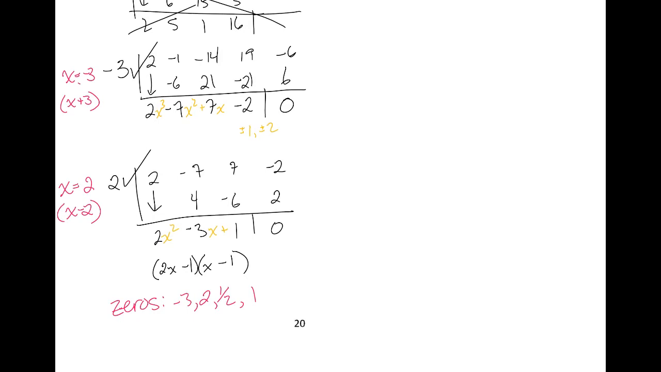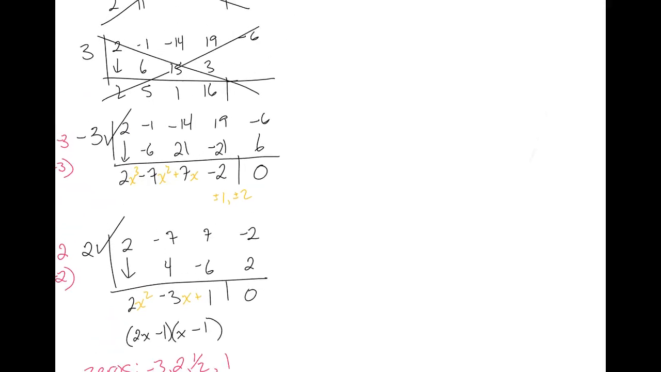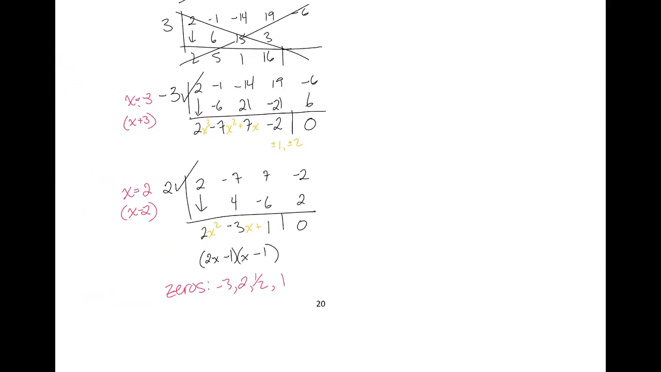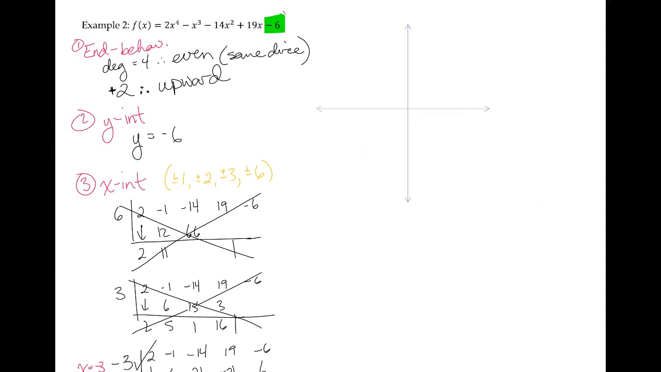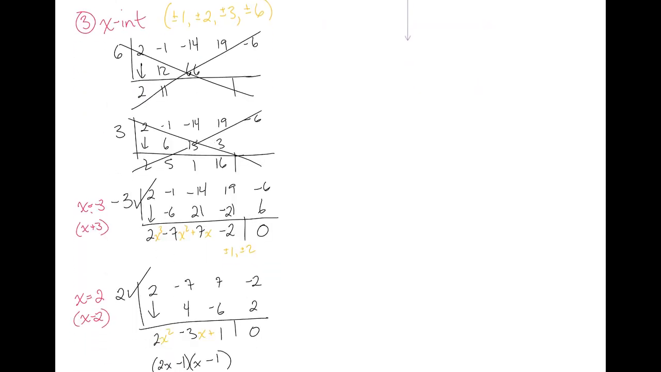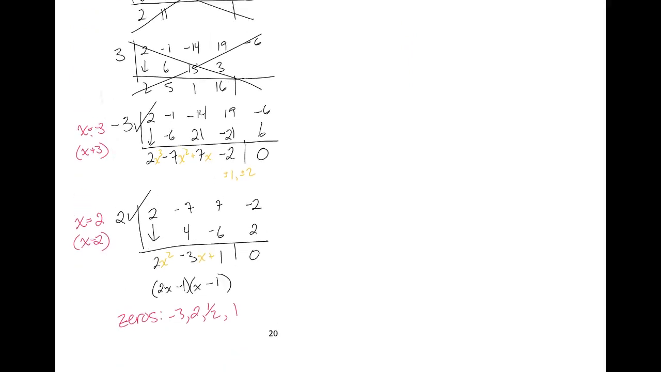Once I know those, I can create my sign diagram to know where my graph is kind of going. And I can already sketch out most of it here. So again, I know my y-intercept is at negative 6, but I don't know where that is relative to everything else, so I may not draw that yet. But I know I need to end going upward on both sides, and I know my zeros, again, are negative 3, 2, 1, and 1/2.